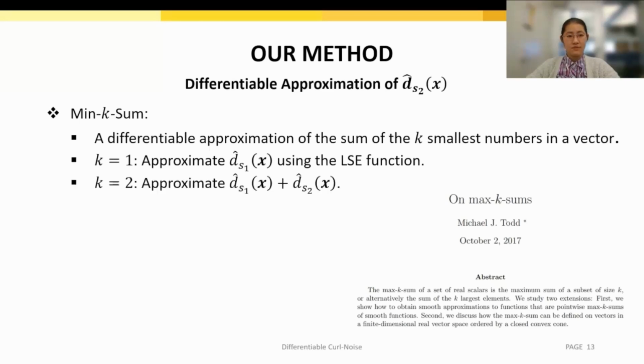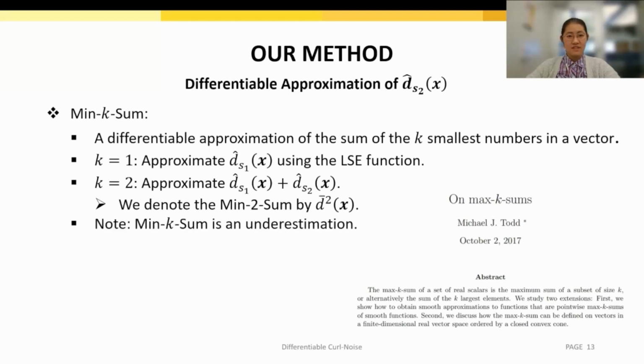When k equals 2, we are approximating the sum of the two smallest LSE distances. We denote the min2 sum by d bar 2 of x. Notice that since min k-sum is a generalization of the LSE approximation of the min function, one can prove that the min k-sum is in fact an underestimation.